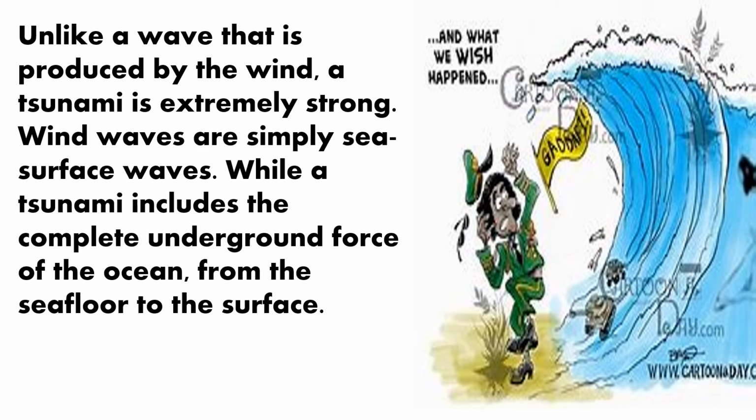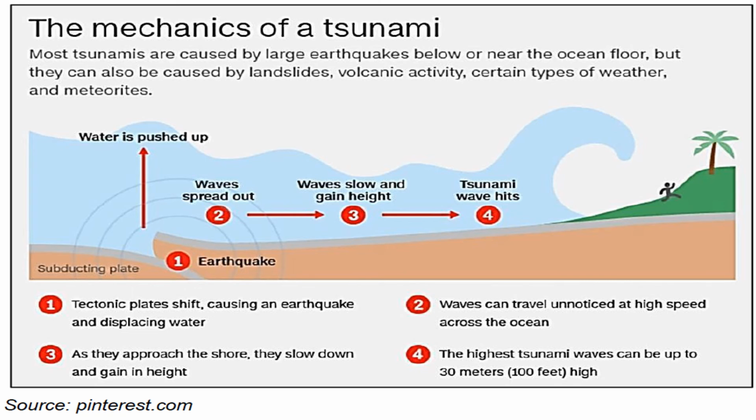Wind waves, like when there is a storm, are strong waves caused by a storm or bad weather, while a tsunami includes a complete underground force of the ocean from the seafloor to the surface. So again, a fault line can happen not only on land, but also under the ocean, from the seafloor to the surface. This is now the mechanism of a tsunami.